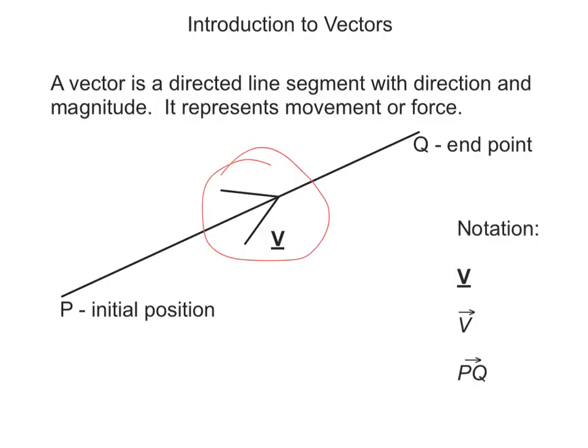So over at the side here, we have all the different ways that a vector can be denoted. We can have bold V with an underscore, V with an arrow on top, or we can have PQ with an arrow on top. And that arrow denotes the direction in which you're going. So we've gone from P to Q, our initial position to our end point. And this geometrically is what a vector looks like.